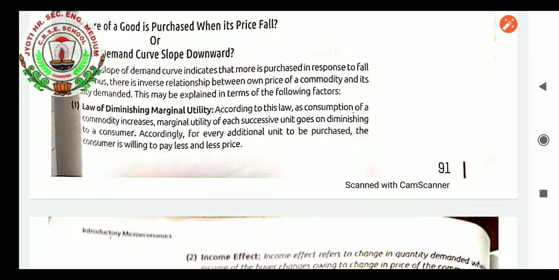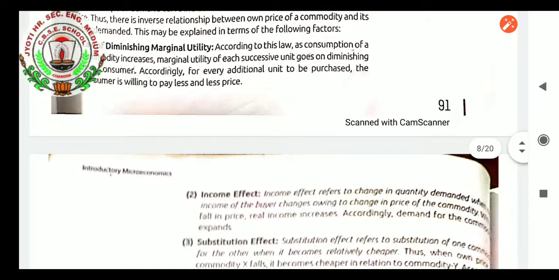Then what we will be seeing is that our satisfaction from that good will go down. That itself is known as the marginal utility derived from the consumption of the good declining. So that is the law of diminishing marginal utility. Okay, I think this meaning is clear. Accordingly, for every additional unit to be purchased, the consumer is willing to pay less and less price.